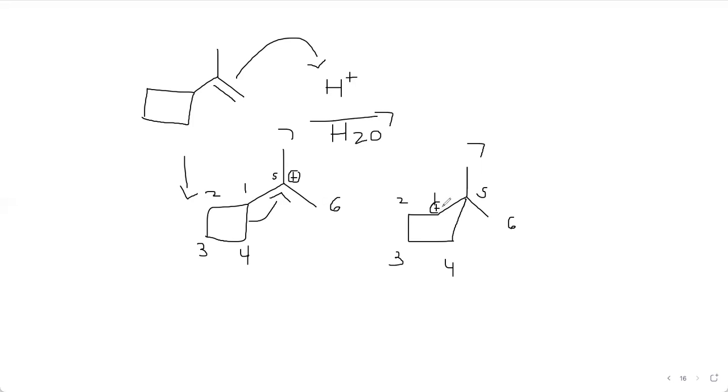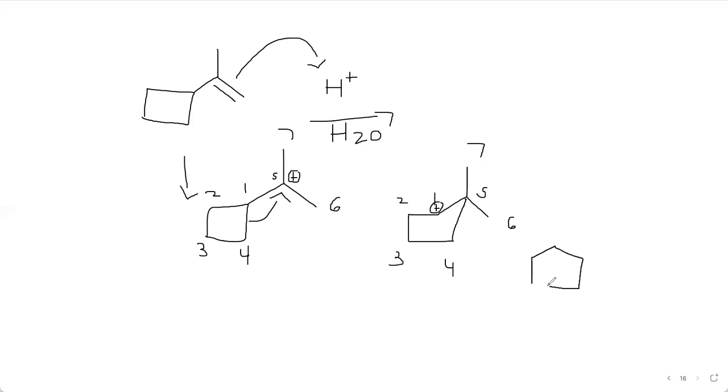Again, another way of thinking about it is that whenever you do ring expansion, it's always going to go to the adjacent position to where the plus used to be on that ring. So my plus is here. The adjacent position that's on the ring was carbon 1, and this is carbon 1. So that's where it goes. So now I'm going to draw it a little prettier. I have a 5-membered ring now.